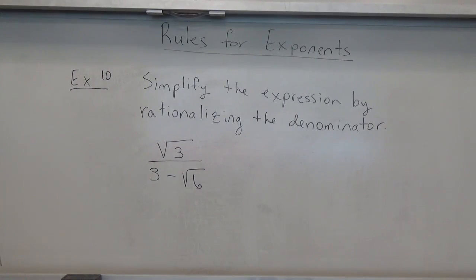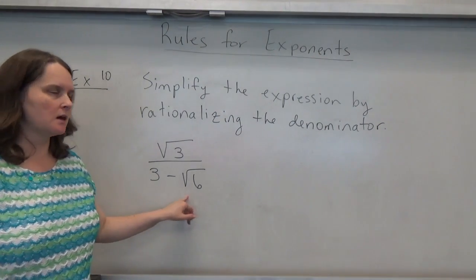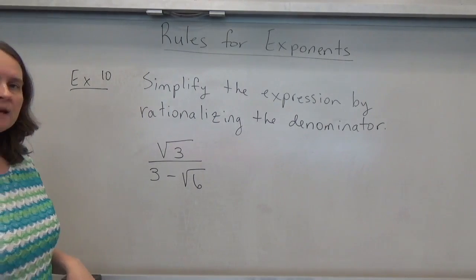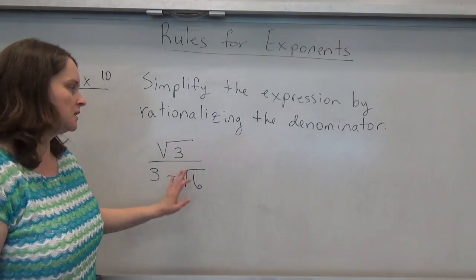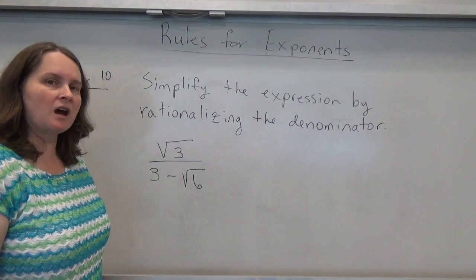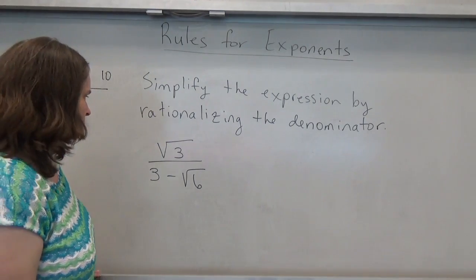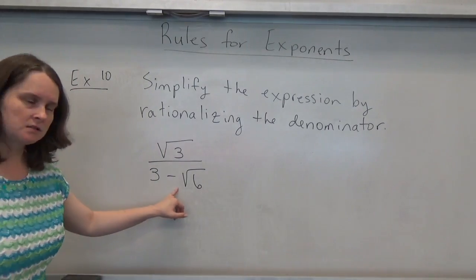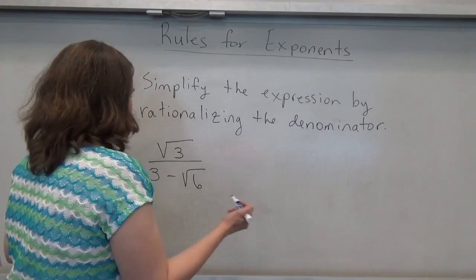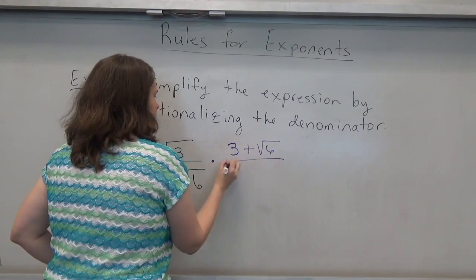So for example 10, we're asked to simplify the expression by rationalizing the denominator. So again, that means that we need to find an equivalent fraction for this that no longer has a square root included in its denominator. We saw from the previous example that conjugates can help us eliminate radicals. So let's multiply the numerator and the denominator of this fraction by the conjugate of its denominator. So what is the conjugate of its denominator? That would be 3 plus square root 6. So we're going to multiply the top and the bottom by 3 plus square root 6.